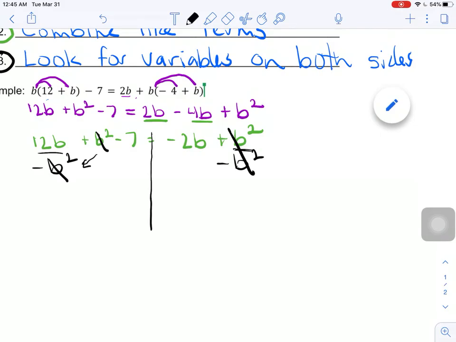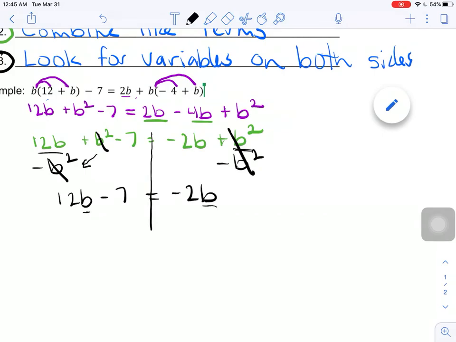So if we do that, then that leaves us with the 12b minus 7. And on the other side, we have negative 2b. So we should keep looping through that process and keep looking for like terms on both sides until we don't have any more.